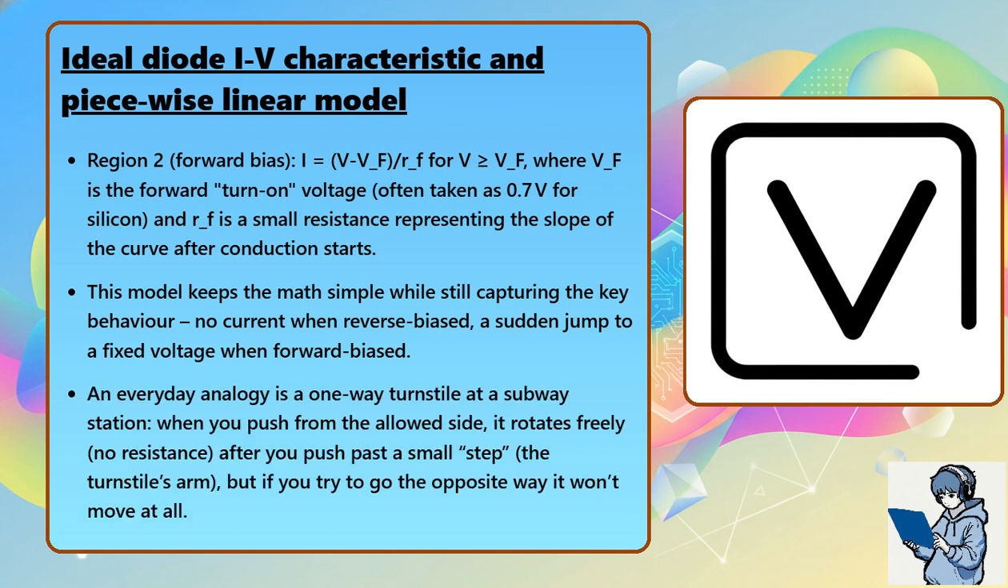An everyday analogy is a one-way turnstile at a subway station. When you push from the allowed side, it rotates freely, no resistance, after you push past a small step to move the turnstile's arm, but if you try to go the opposite way, it won't move at all.